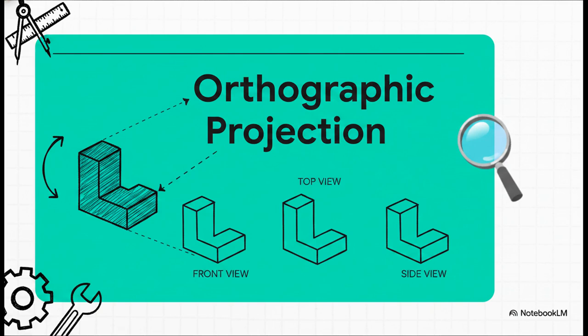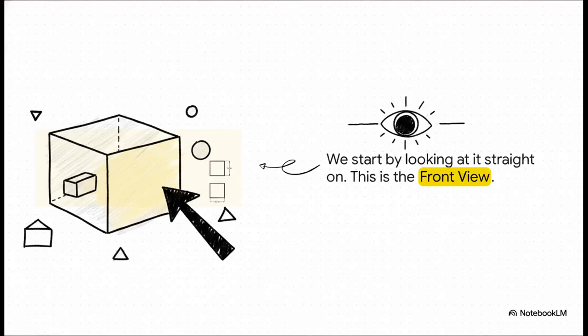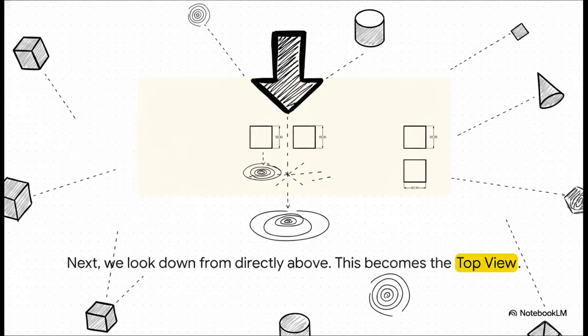Now, this clever method actually has a name: orthographic projection. Sounds kind of fancy, right? But all it really is, is the standard way of showing an object from different angles. Usually the front, the top, and the side. Let's break that down. So we start by picking one main face. This becomes our anchor, what we call the front view. Just imagine you're standing directly in front of the object, and that's the only thing you can see. That's what you draw. Okay, next, you imagine you're floating directly above that same object, looking straight down on it.